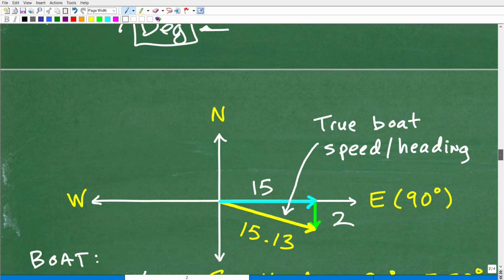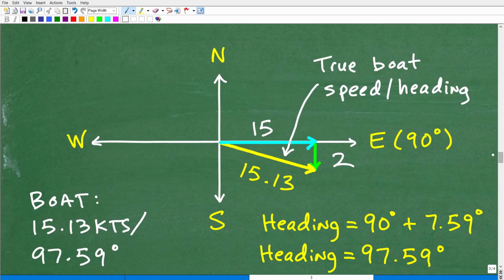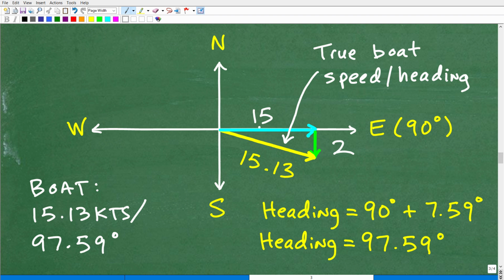So let's go ahead and take a look at the final situation right now. Okay, so previously we figured out that the speed is 15.13, so that's the actual speed. But the heading, remember this boat was going 090 degrees or 90 degrees due east, and it's being offset, pushed more south, 7.59 degrees. So what is its actual heading? Well, it's going to be 90 degrees plus that 7.59 degrees, and that's going to be 97.59 degrees. So this is the actual direction of the boat.